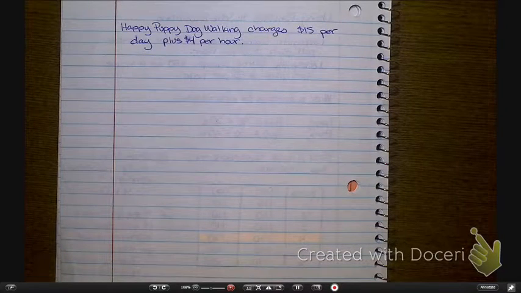So, first situation. Happy Puppy Dog Walking charges $15 per day plus $4 per hour. Okay, so for the dogs that they walk, the dog owner is going to pay $15 for them to come out, right? Plus $4 for each hour their dog is getting walked. Does that make sense?